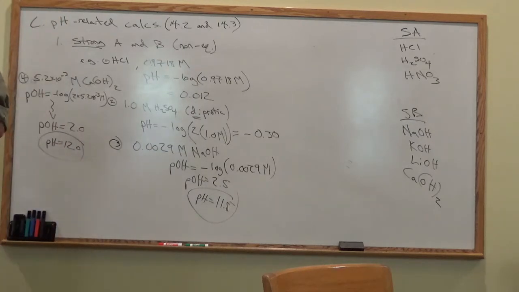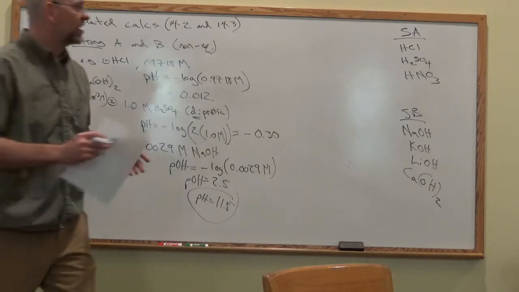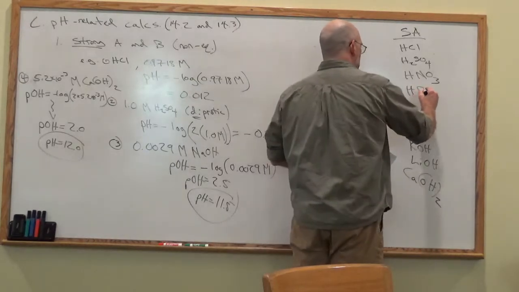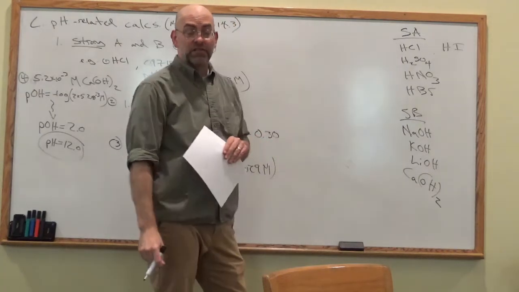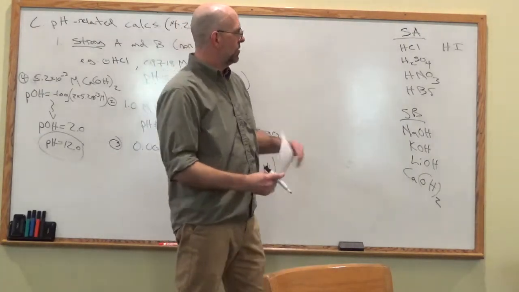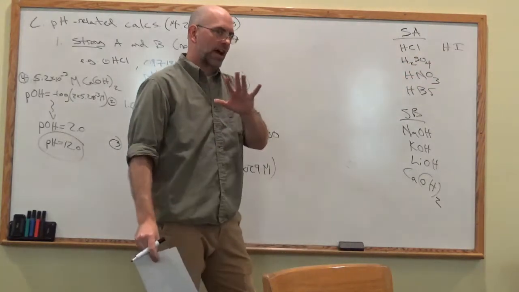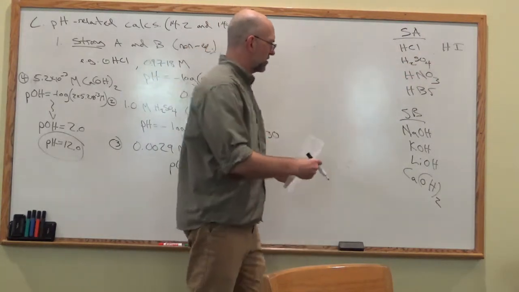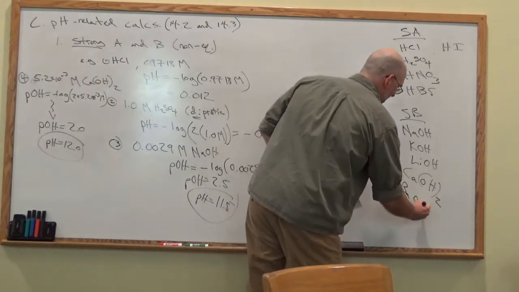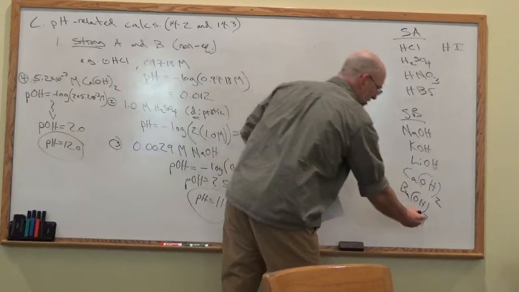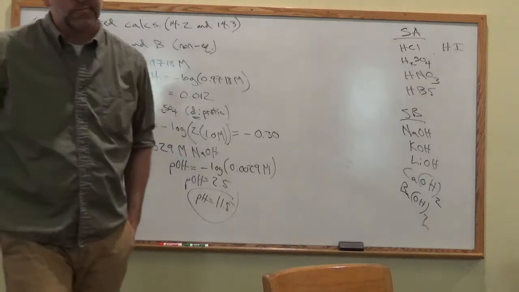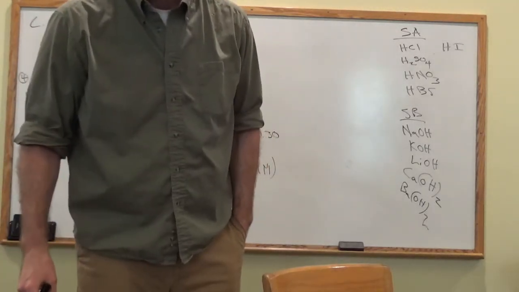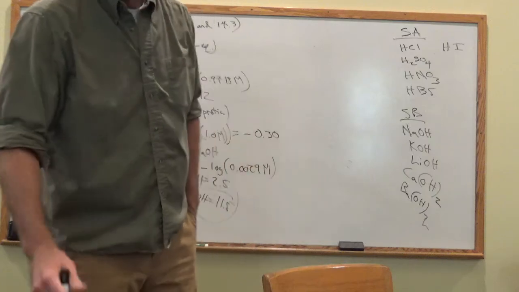Some other acids that are strong: interestingly enough, HF is a weak acid, but HBr and HI, the halogens, those are strong acids. I think barium hydroxide is another strong base. These are just common ones. What else did I want to give you there? Oh, yeah.